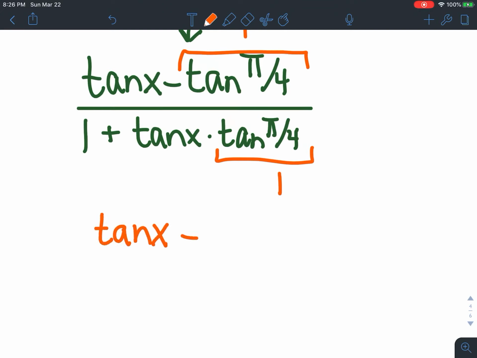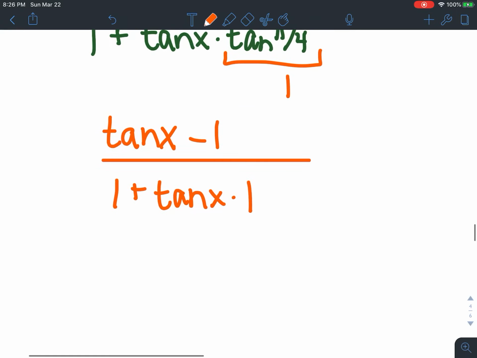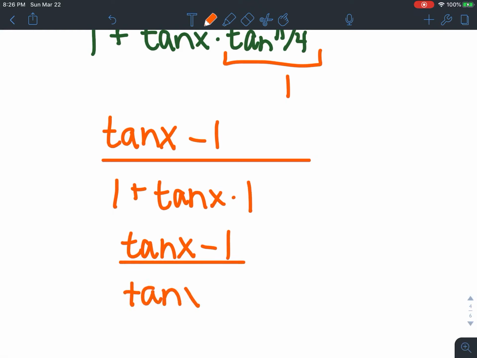So I can rewrite this as tangent x minus 1 over 1 plus tangent x times 1. Doesn't that equal what we wanted anyway? Tan x minus 1 over tan x plus 1, just a little rearranging. That wasn't so bad, was it?